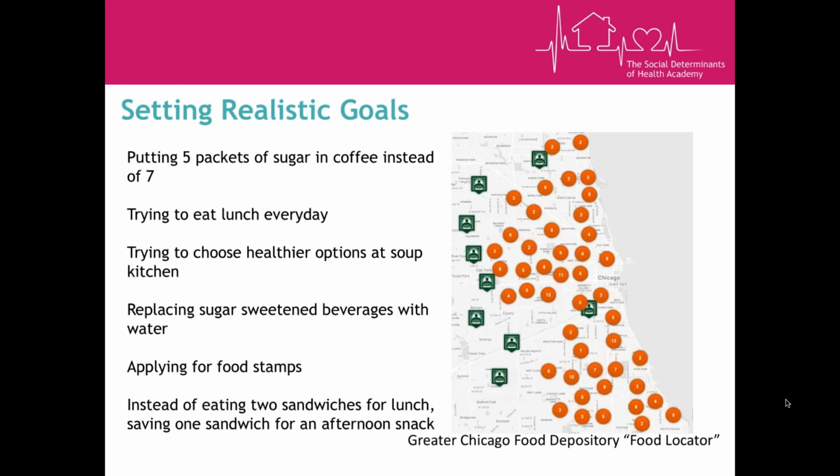And so these are real goals that I have come up with participants. So harm reduction, putting 5 packets of sugar in coffee instead of 7 maybe doesn't seem like a lot, but that's what that person was able to do. Or trying to find a place to eat lunch every day, choosing a healthier alternative option at the soup kitchen, replacing a sugar-sweetened beverage with water, applying for food stamps, and then the last goal, instead of eating 2 sandwiches for lunch, saving 1 sandwich for an afternoon snack is what the participant from the case study came up with for his goal, which I was pretty proud of him. Next slide.